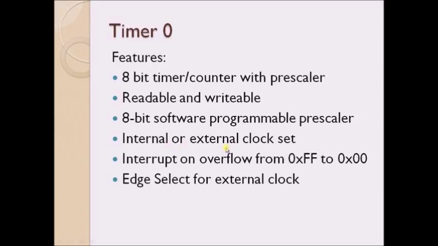If I'm giving the clock from the internal source, it is considered a timer for generating some delay. If I'm giving the clock from an external source, that is through some counter pins, it is considered a counter operation for counting the external pulses. It will also generate an interrupt whenever it overflows from its maximum value to its minimum value. Since it is an 8-bit timer, its maximum value would be FF. There is also an edge select for the external clock, so we can select the type of edge for counting the events.